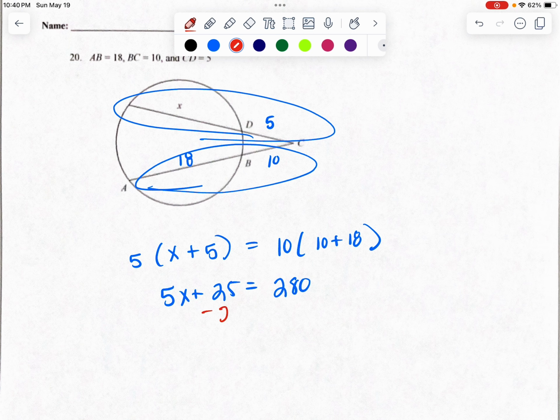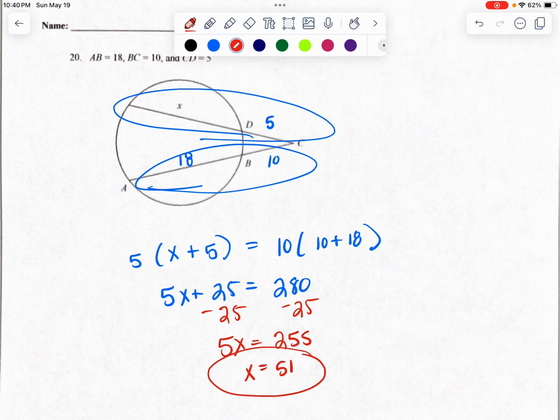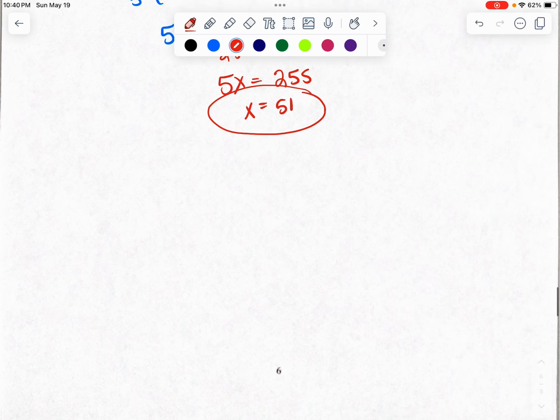Subtract 25 from both sides. So 5x is 280 minus 25, which is 255, right? Yes, I knew that. And then divide that by 5, and I should get 51. So x is 51. All right, guys. That's your exam.